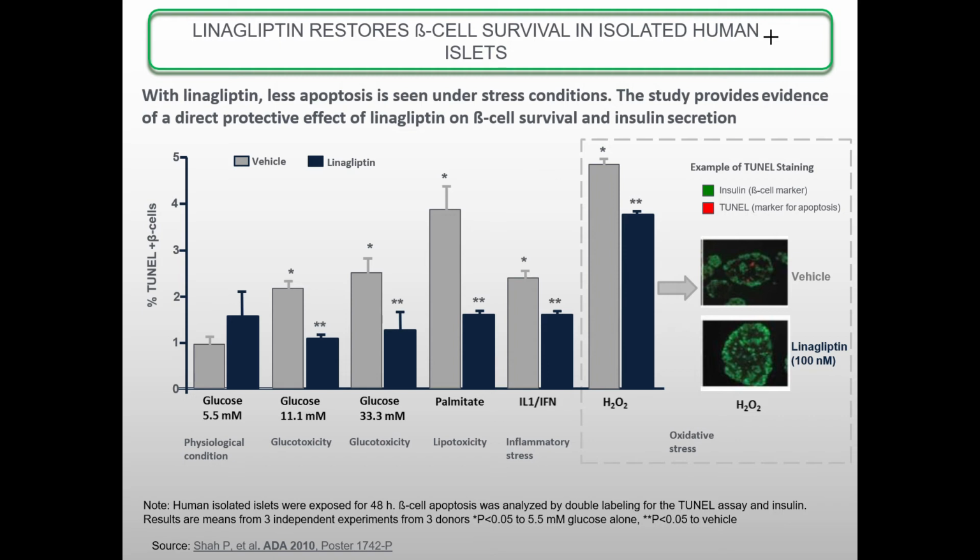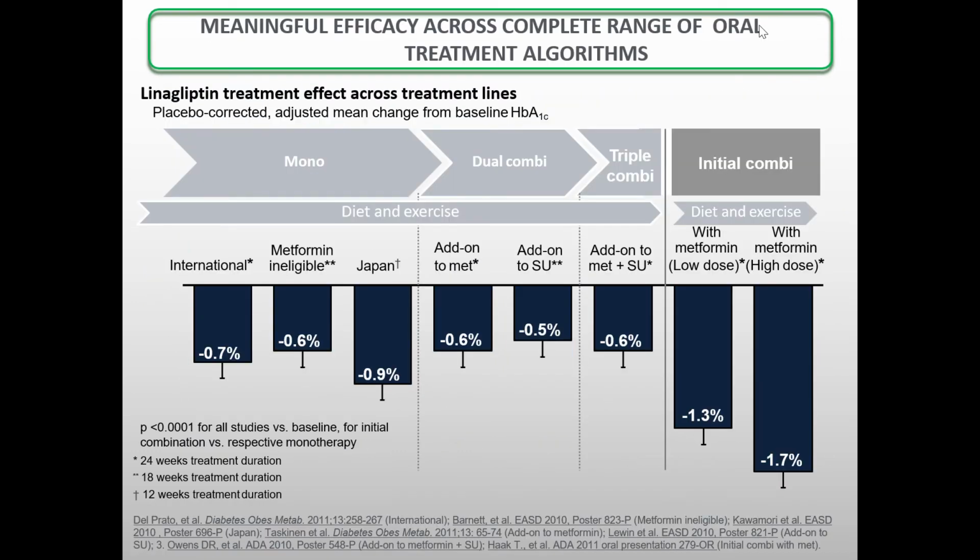Now this is also a very important slide. Here we can see that if the patient is taking linagliptin, there is very little risk of apoptosis. So linagliptin causes less apoptosis of the beta cells. On studying the beta cells of patients who are taking linagliptin, it has been seen that linagliptin causes less apoptosis. So this indirectly provides evidence of the protective effect of linagliptin on beta cell survival and insulin secretion.